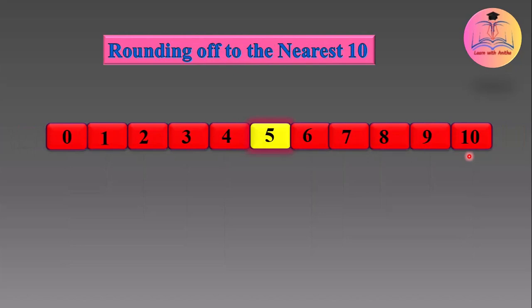Now we will see one example here. We have the number scale starting from 0 and ending at 10. 5 is the middle number.